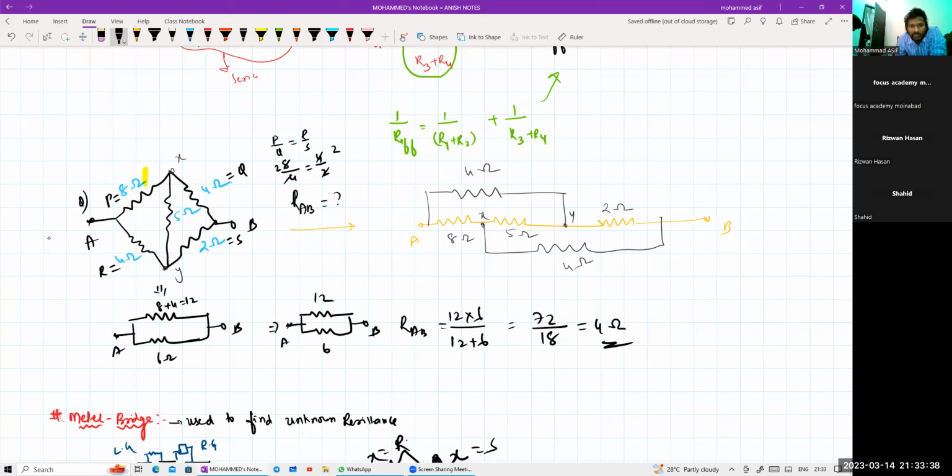So what will you do? Remove the middle one. The middle one will become ineffective, so remove it. 8 and 4 will be in series, giving 12. 4 and 2 will be in series, giving 6. 12 and 6 will be in parallel, so that will be equal to 12 into 6 divided by 12 plus 6, which is 72 divided by 18. That will be equal to 4 ohms.